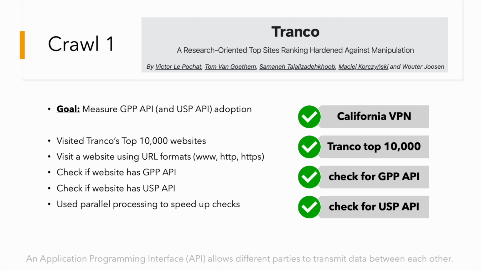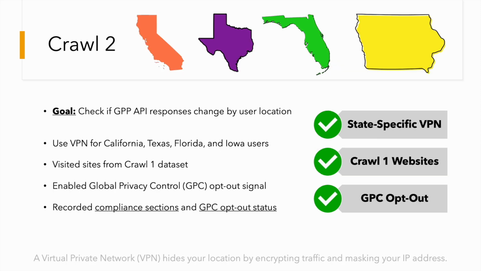By sending a request to the GPP API to receive GPP details, we could confirm its presence. If no data was returned, we inferred that the API was not implemented. Some websites were tricky to access depending on how we typed the address, so we tried different variations like adding www or switching between HTTP and HTTPS. Checking each website individually would have been time-consuming, so we checked multiple websites at once to significantly speed up the process. Finally, we also looked to see if the USP API was implemented. This gave us a way to compare our findings with previous studies.